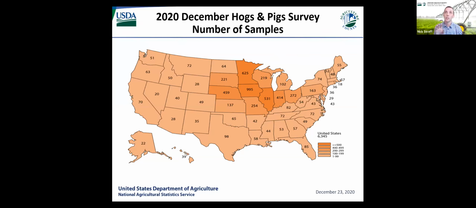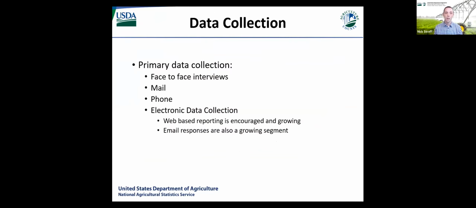And just to note here, on the December survey, I believe NASS got just over a 70% response rate in the December hog survey. So fairly good cooperation from the producers when we're working through our hog surveys. Yeah, just over 70%. So now let's talk about how we collect the data. Our primary data collection, we have face-to-face interviews. We're not doing those right now, but that is a component that we will have and hope to bring back in the near future.